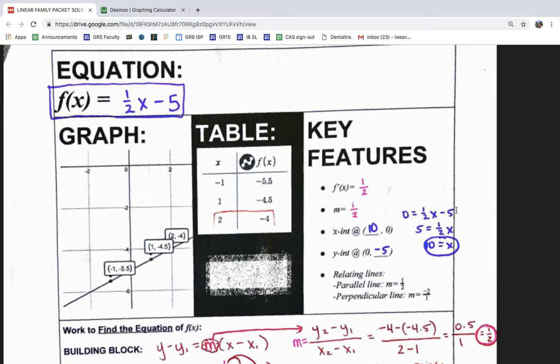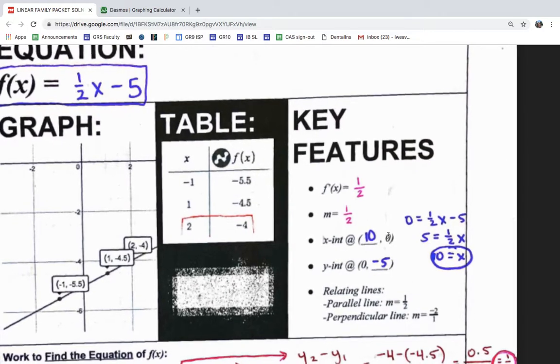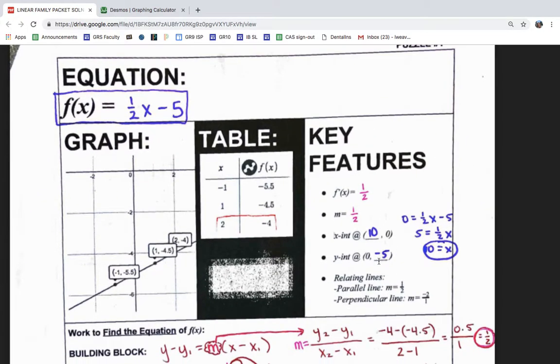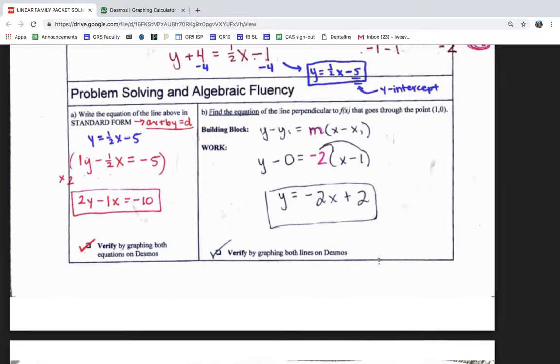0 equals 1/2 x minus 5. Add 5 to both sides and clear my fraction. Multiply everything by 2, and I get that it must have crossed the x-axis at positive 10. This must be positive 10 over here, and the y value would be 0. So now I have solved my puzzle. I have found the equation, I have the graph, I have the table, and I have summarized its key features. And let's see if we have anything else to do.